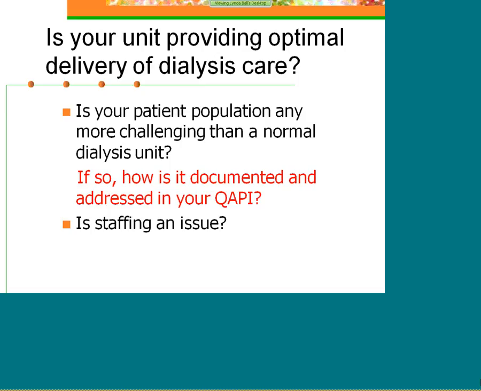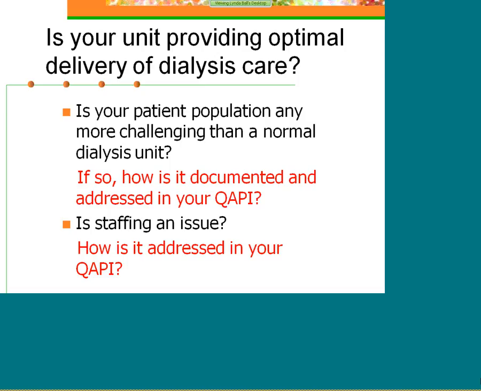Because that's a barrier that you've identified that prevents you from improving your outcomes. And so that needs to be addressed. And with staffing an issue, the other thing I hear is, we're short-staffed. We don't have enough staff. I'm working the floor today. I can't get to that. If that is an issue, again, how are you addressing that in your QAPI?